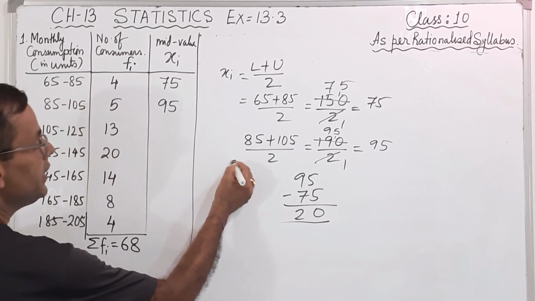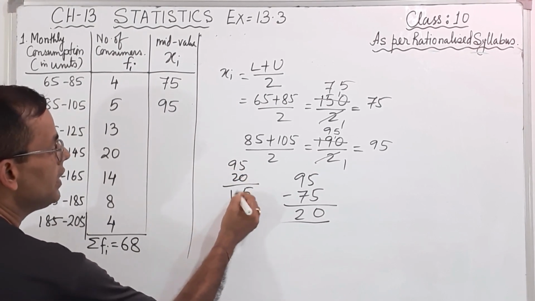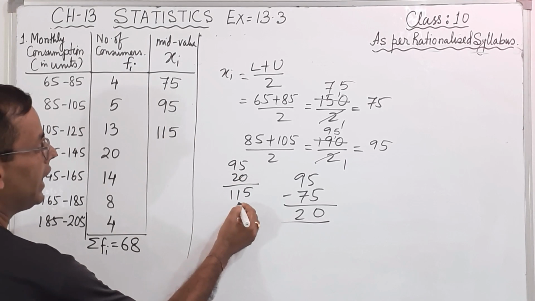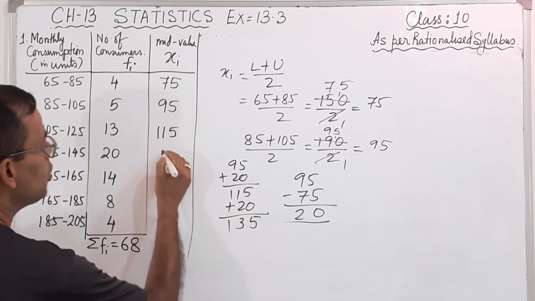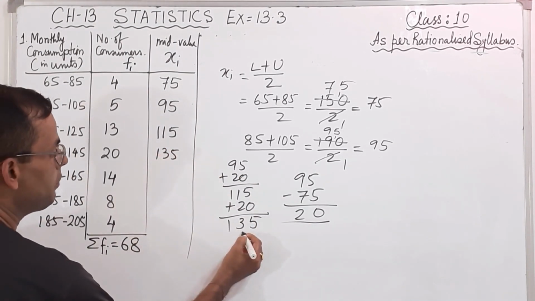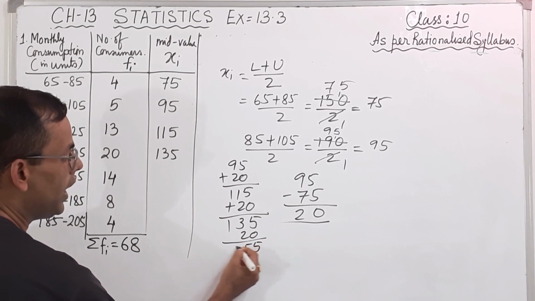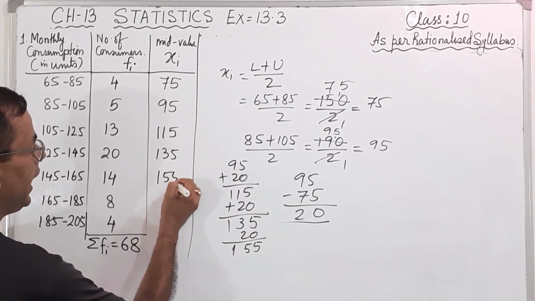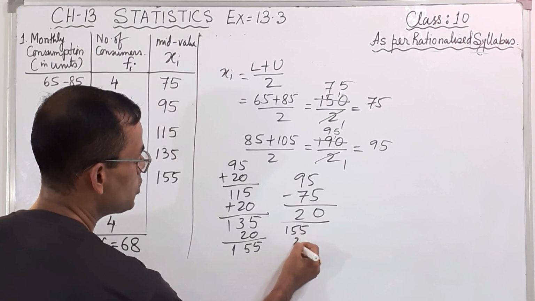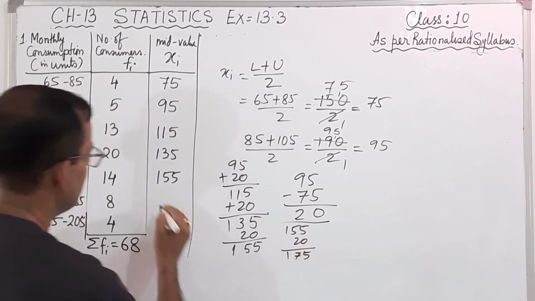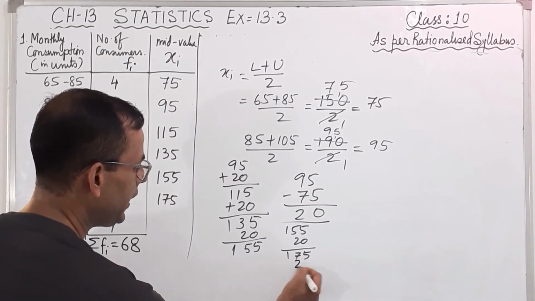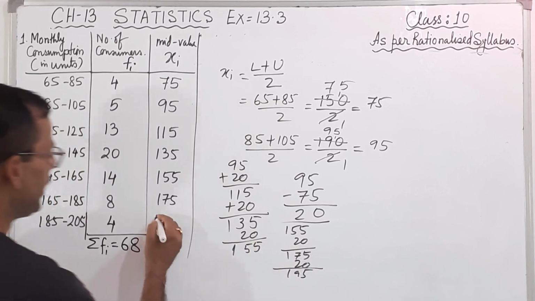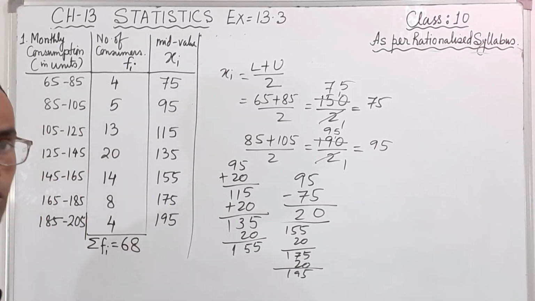So 95 plus 20 comes to 115. Again 115 plus 20 is 135. Then 135 plus 20 comes to 155. Then 155 plus 20 comes to 175. Again 175 plus 20, if you add, comes to 195. Clear, no? So this is how we find out the mid value.